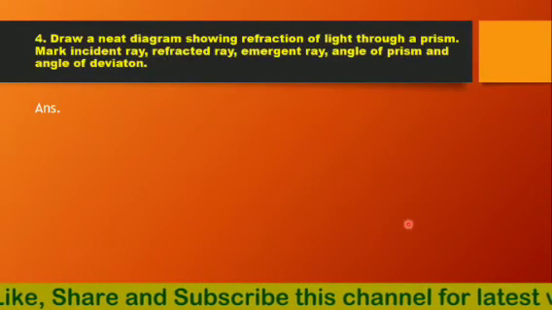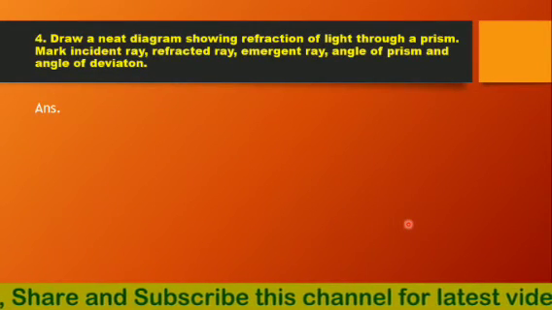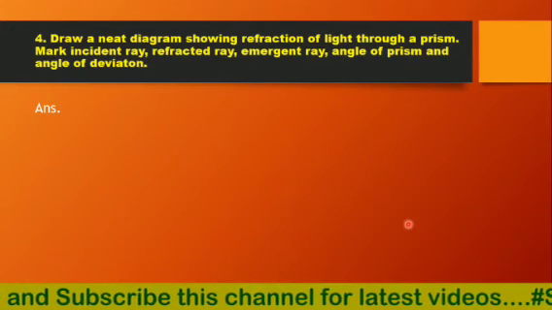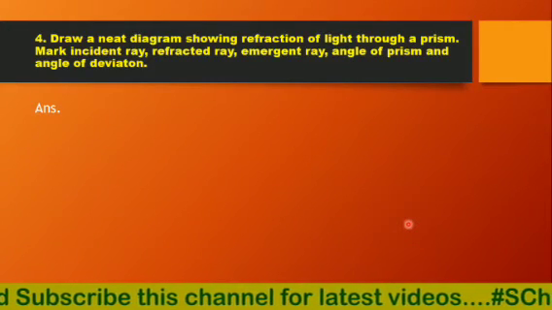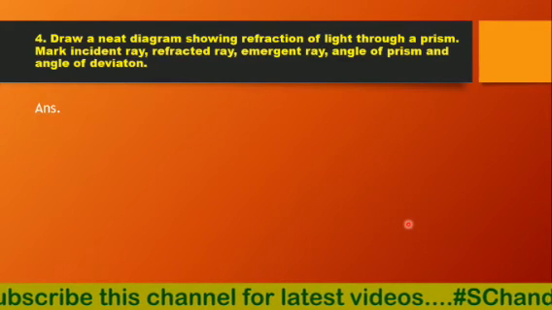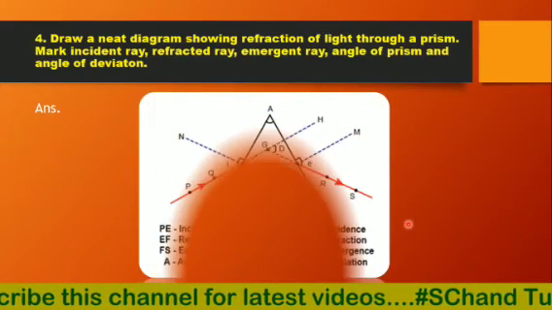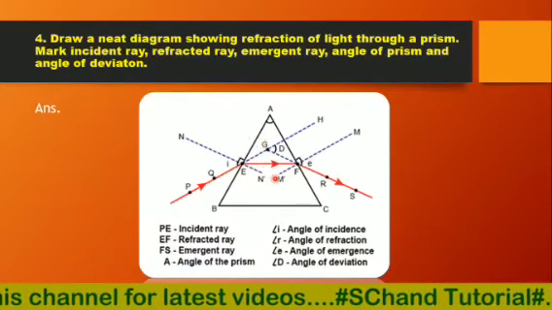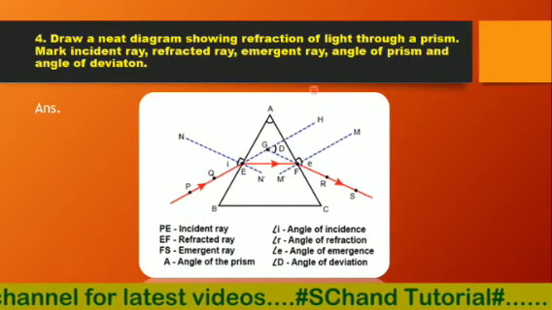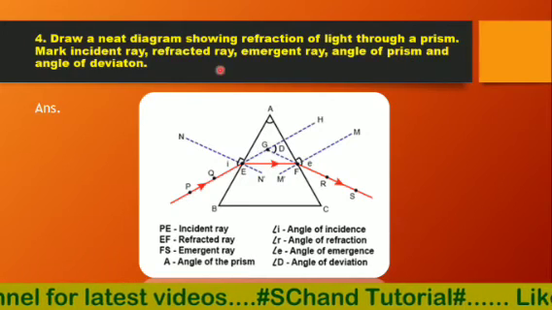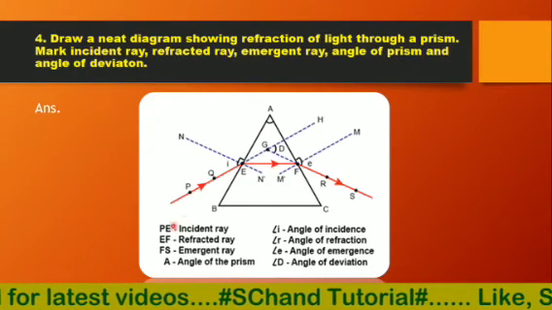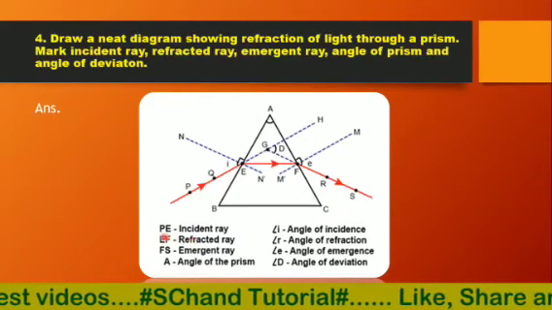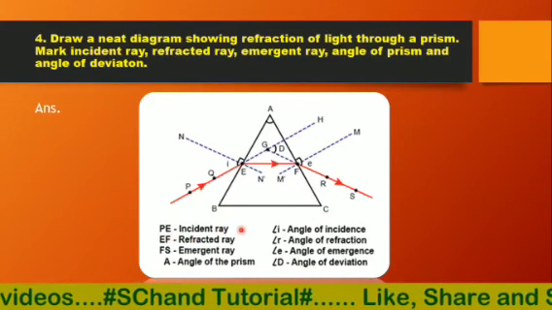Draw a neat diagram showing refraction of light through a prism. Mark the incident ray, refracted ray, emergent ray, angle of prism and the angle of deviation. So simply we have to draw the refraction of light through a prism, the same diagram that we have drawn already. So all these points we have to mark here. The incident ray here is PE. You have to write this ray is the incident ray, PE.